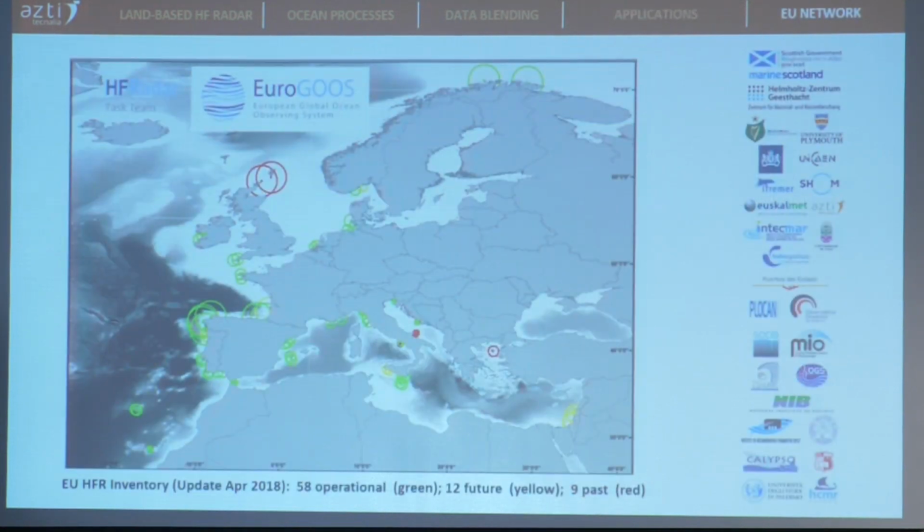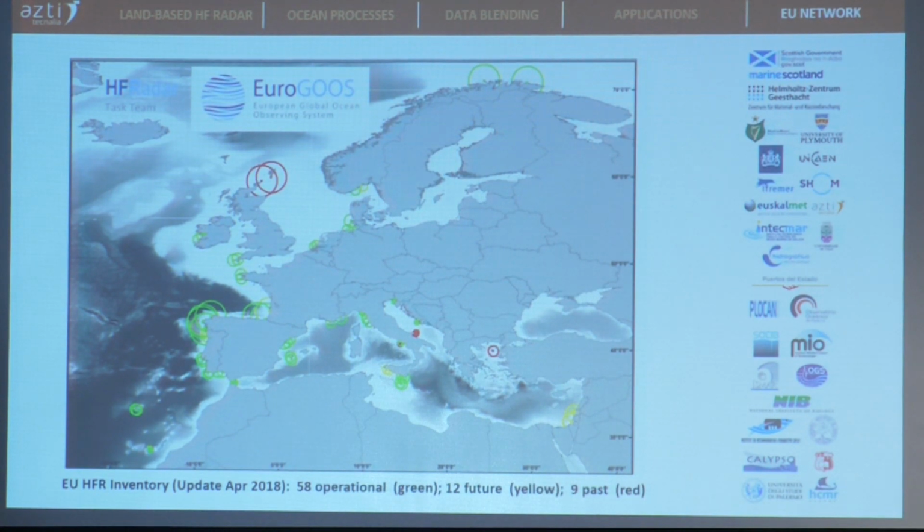Then, just to end, I have 3 slides on the map of the existing radar systems. Maybe I should put here a global map, but since it's Europe, well, this is an updated inventory that has been done under the efforts of the high-frequency radar task team of EuroGOOS, where you can see the location of the operational systems in green. The yellows are the forthcoming installations, and the reds the no longer operating systems.